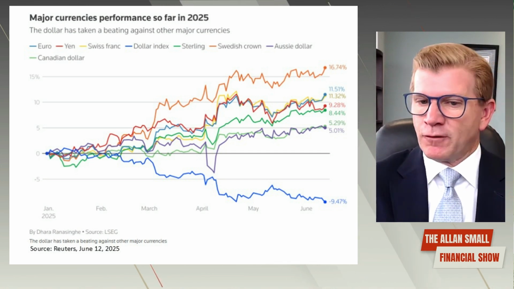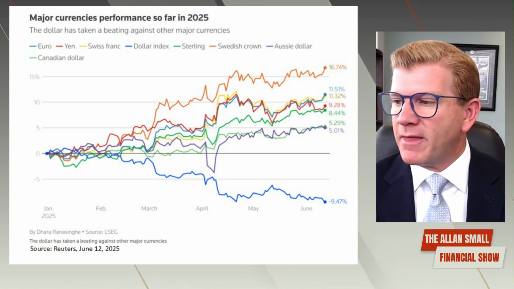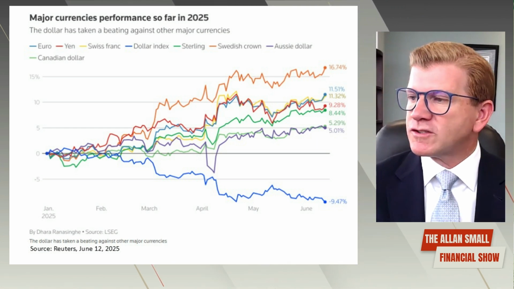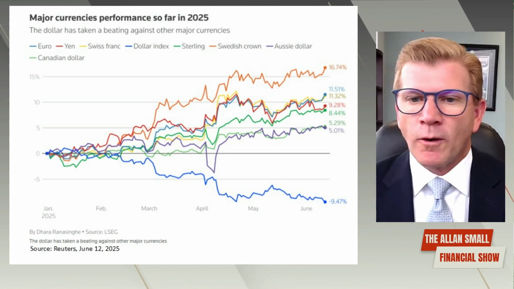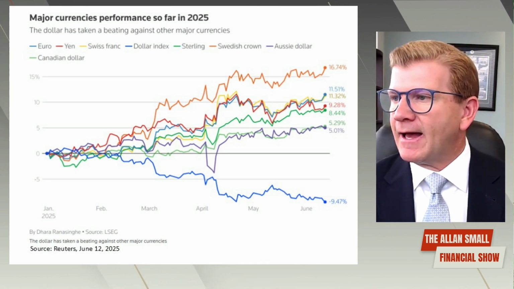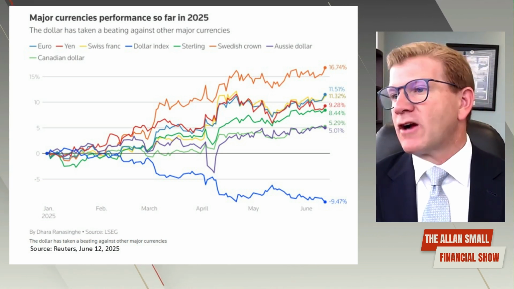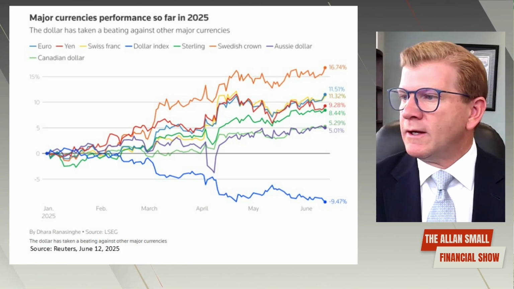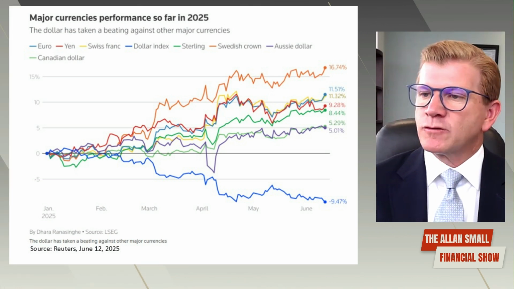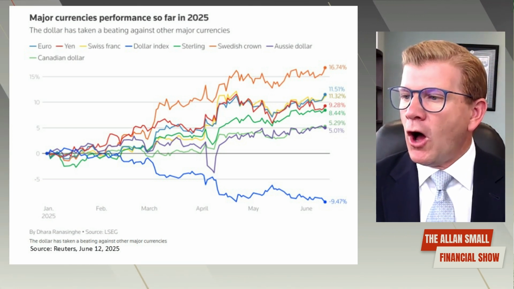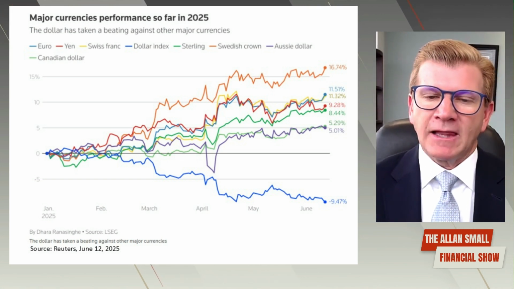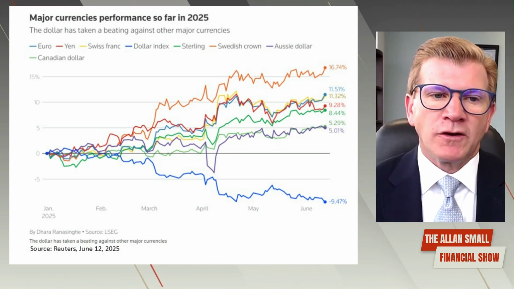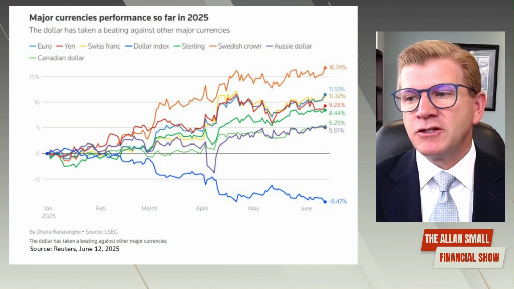And again, versus the US, which is at the bottom there, negative 9.47%. The Swedish crown, 16.74%. Canada, are we there? No, but we have our dollar. Yes, it is in blue, and that is doing better as well. The yen, the euro, all the major currencies around the world are above the zero or flat line mark, whereas the US dollar is definitely struggling.